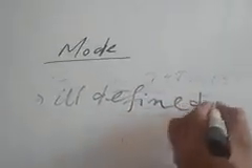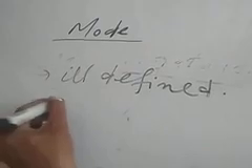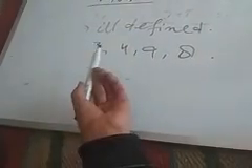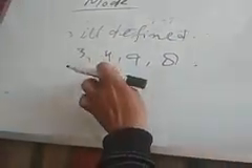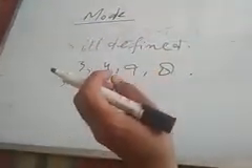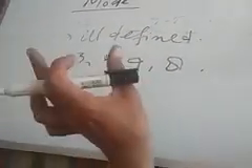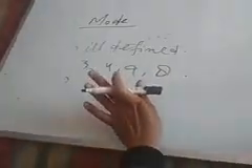Number one property of mode is that sometimes it can be ill-defined. That means you can't find the mode. For instance, I will ask you to find the mode of 3, 4, 9, 8. Here no term gets repeated. Every term occurs once, so here you can't find the mode. Mode is ill-defined. These are, rather, the limitations of mode. So the first limitation is mode can be ill-defined.